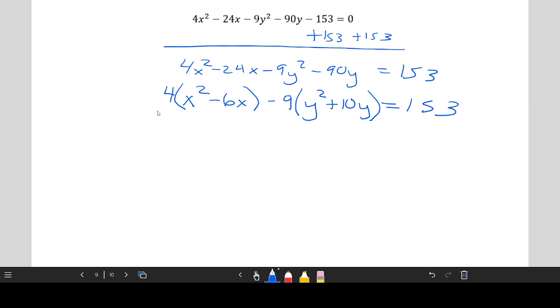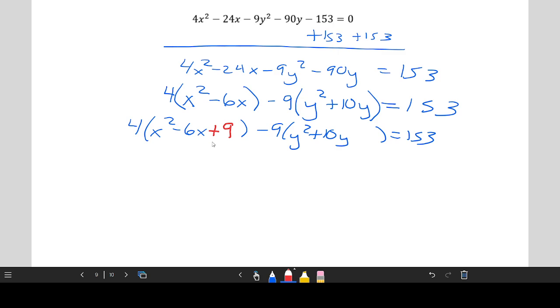And then from here, the process is similar to what we've done before. We're going to add something inside of each set of parentheses to make it factor the way we need it to. And we have to remember to add the appropriate number to the right side as well. So if we look at our middle term here, half of 6 is 3, 3 squared is 9. So we're going to add 9 here. But we're not really adding 9 to the left side. Remember that 9 is going to get multiplied by 4. So on the right side we have to add 4 times 9.